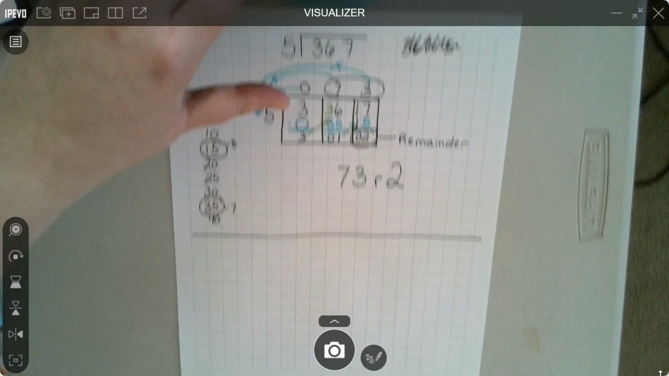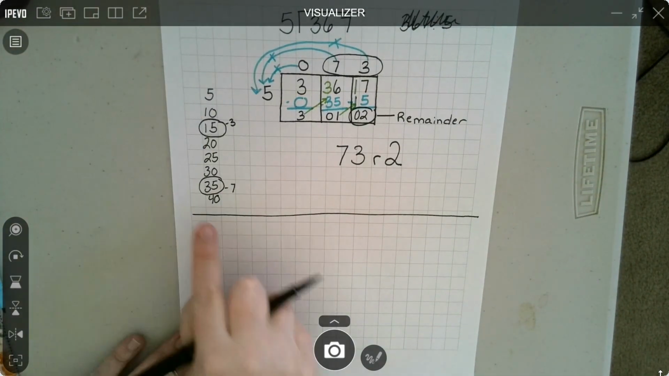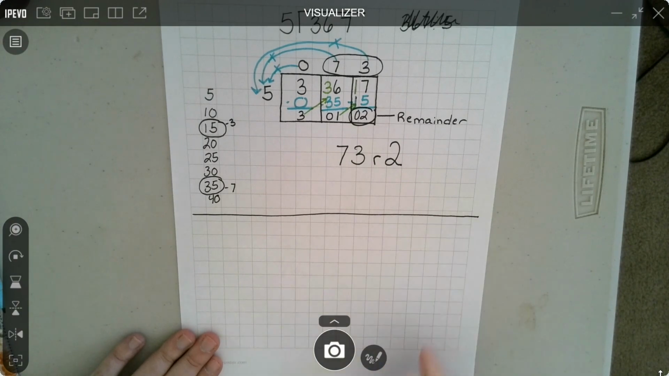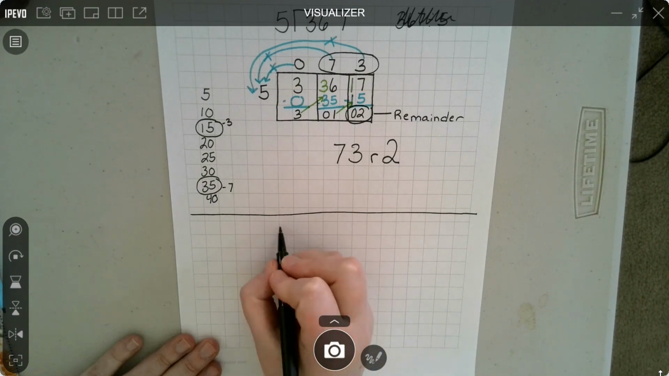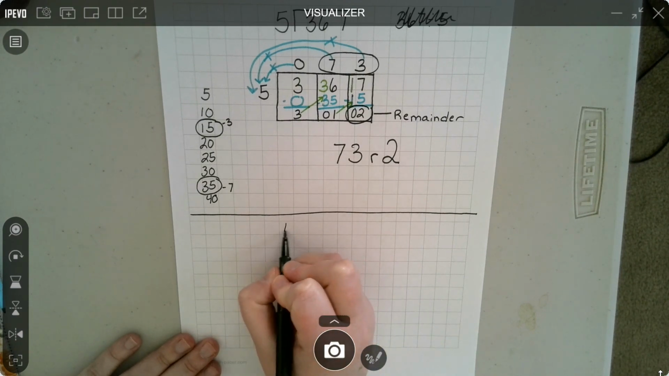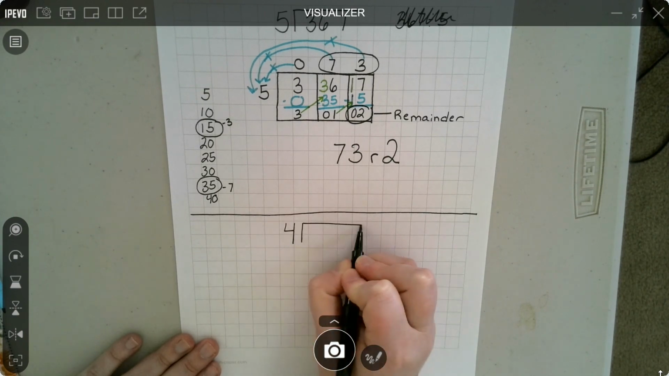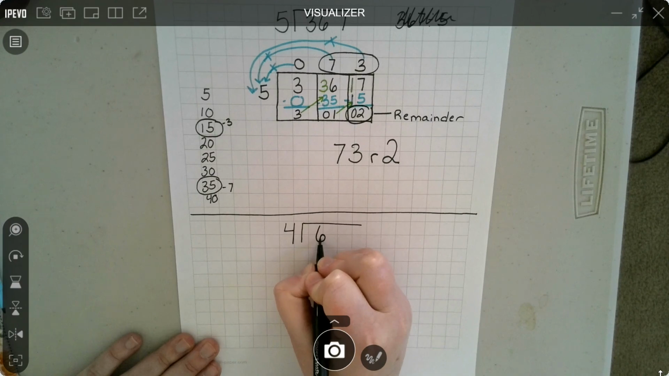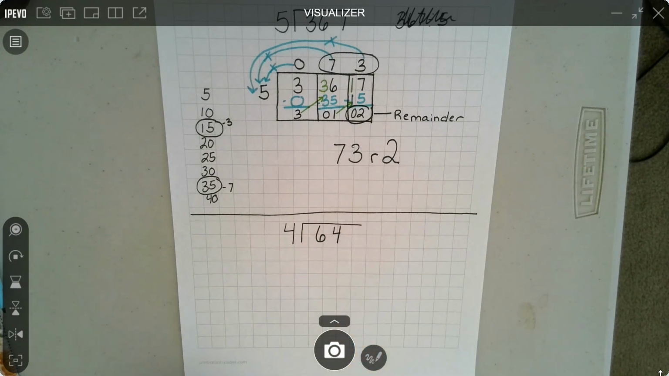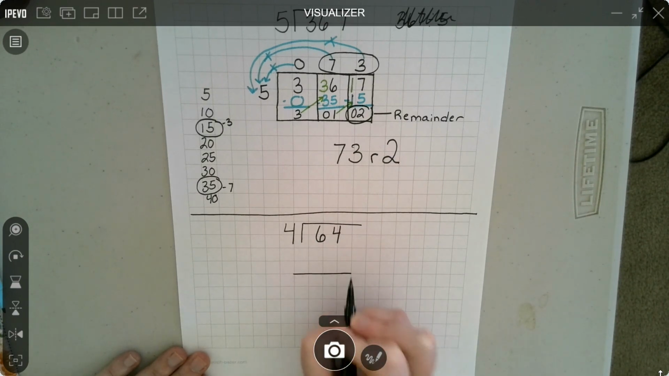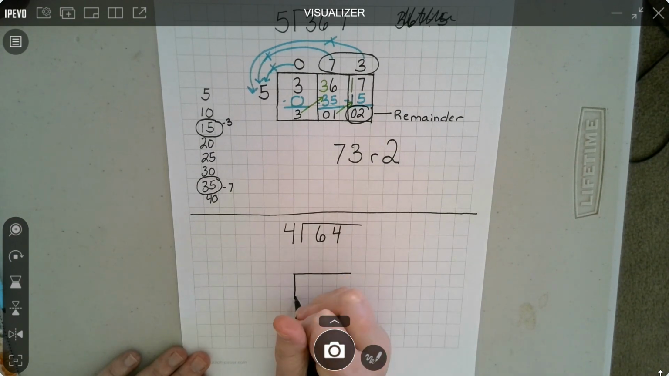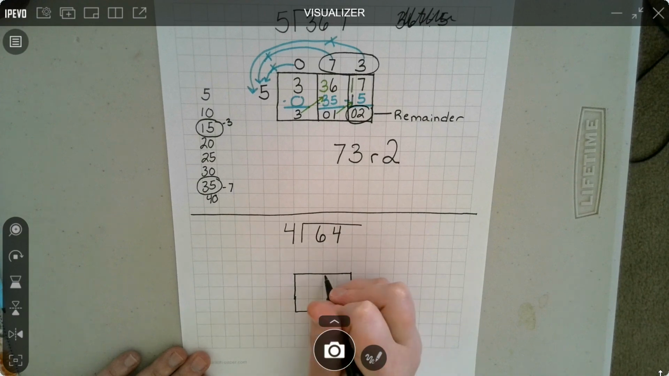Now, let's look at another one. So I drew a line underneath all of that. If you have enough room, you can draw a line under, or if not, you can go to the next page. Let's look at something like this. 64 divided by 4. Now, this is a 2-digit number being divided by a 1-digit number. So my box is going to only have 2 boxes on the inside, like that.